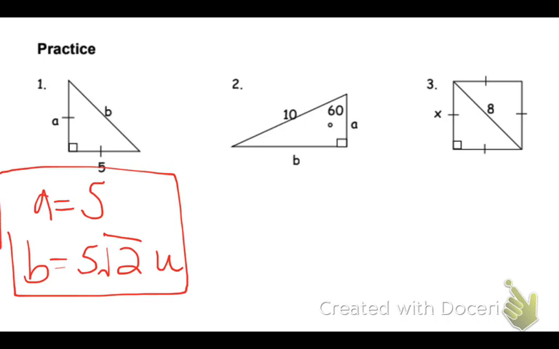So in the second one, it gives us one angle is a right angle, so 90 degrees. One angle is 60 degrees. So 60 plus 90, you could add them together and see what's left over.